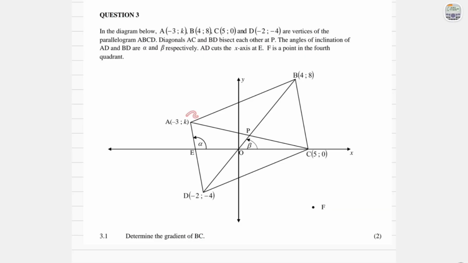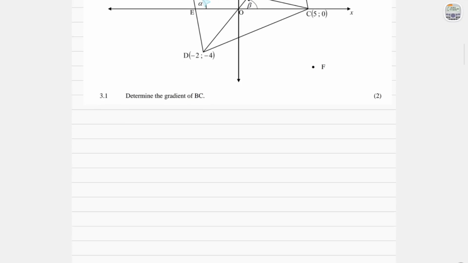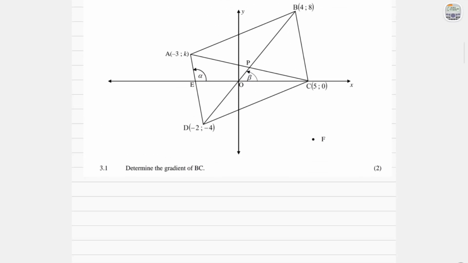Question 3 says, in the diagram A, which is (-3, k), B (4, 8), C (5, 0), and D (-2, -4) are vertices of the parallelogram ABCD. Diagonals AC and BD bisect each other at P. The angles of inclination of AD and BD are alpha and beta respectively. AD cuts the x-axis at E. F is a point in the 4th quadrant. And you can see they have not given us any information about its relationship to the rest of these points.